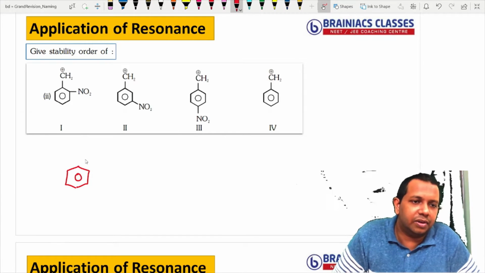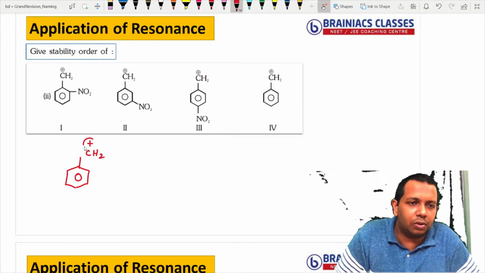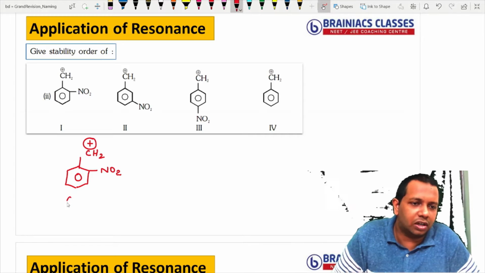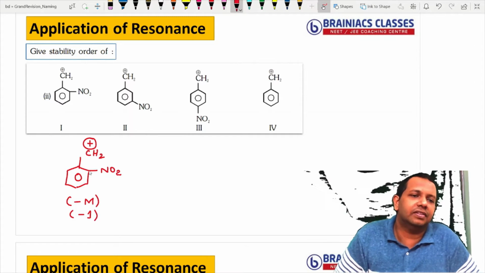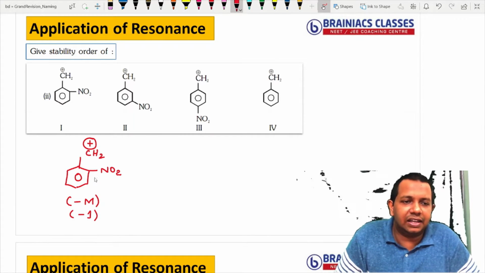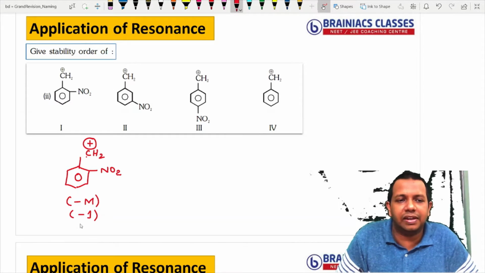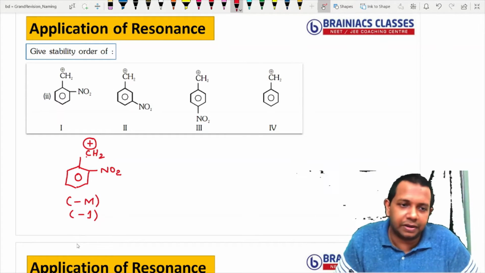You have a CH2 plus present here, so that means it's a carbocation. And what is present here? NO2 group is present. We know that NO2 group has what effect? Minus M effect, and also it has minus I effect. Both are present since it is at ortho position. Here the minus I effect will be more because it is very close to the positive charge, and minus I effect is a distance dependent effect.